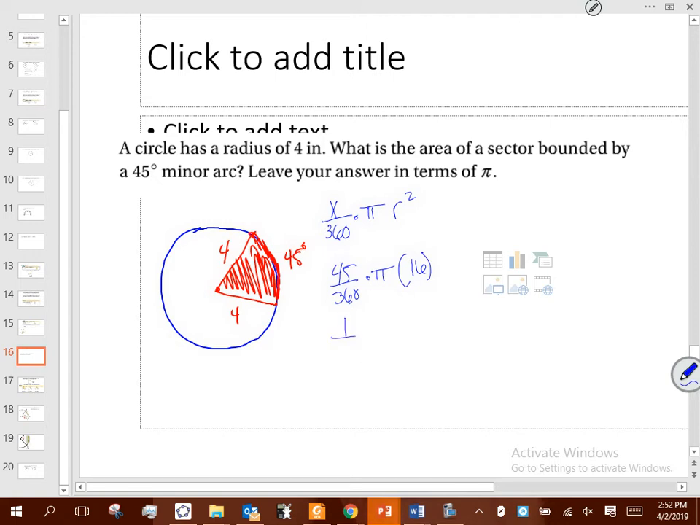So this is 1/8 times pi over 1 times 16, right? Okay. What's going to happen with this 8 and that 16? They're going to cancel and leave me a 2 there, right? And a 1 down here. 1 times pi times 2 is 2 pi. 1 times 1 times 1 is 1. So 2 pi over 1 is 2 pi, right? Leave your answer in terms of pi, so we're done.